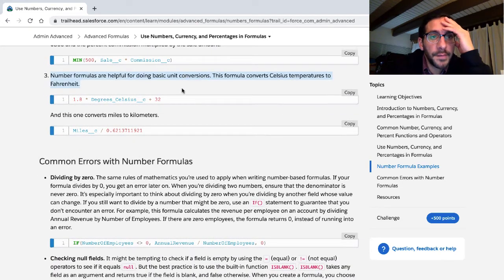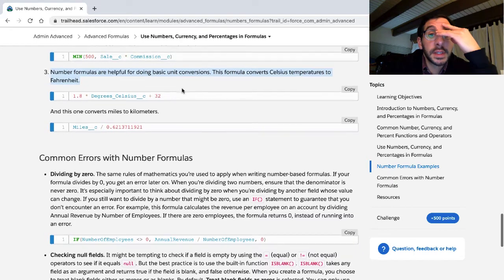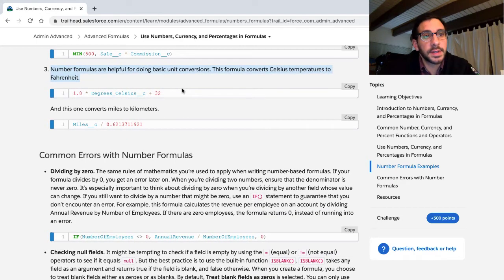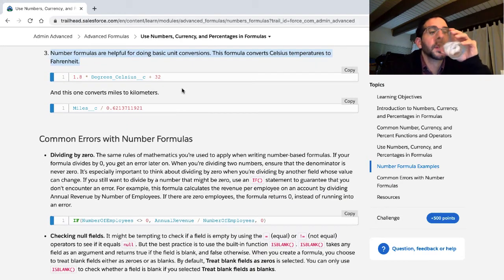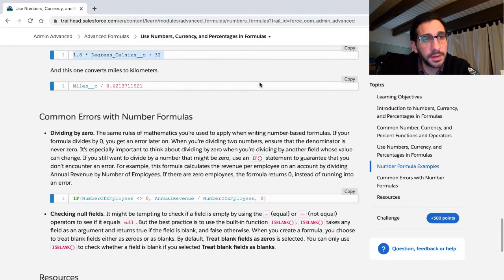Number formulas are helpful for doing basic unit conversions. This formula converts Celsius temperatures to Fahrenheit. Oh, United States, why are you so annoying to have to do something different than the rest of the world? Please. Now this one converts miles to kilometers, which you shouldn't have to do.